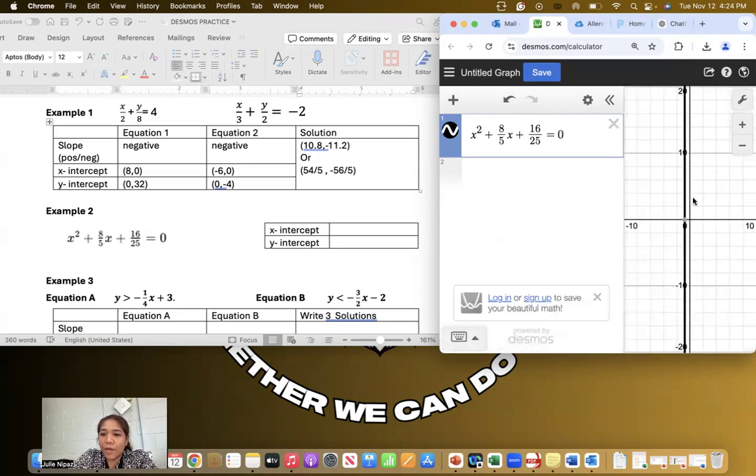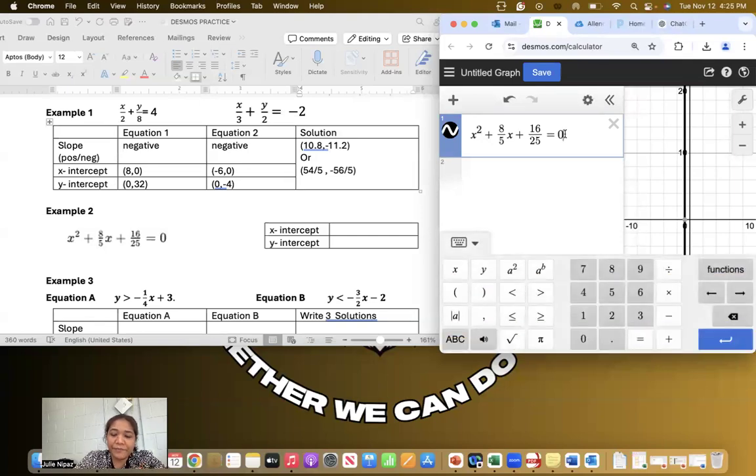Now, if you press the home button, you will only see a straight line, right? This is to make it look deceiving. But if you want to see the proper graph of this one, I suggest you remove the equals 0. By removing that equals 0, you will see the parabola. All right? And the U-shaped graph is the graph of a quadratic function. So this is now called a parabola.